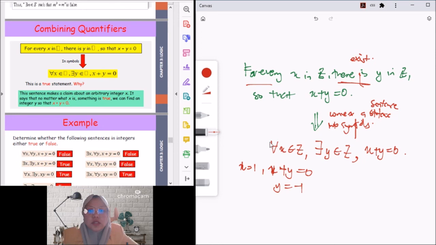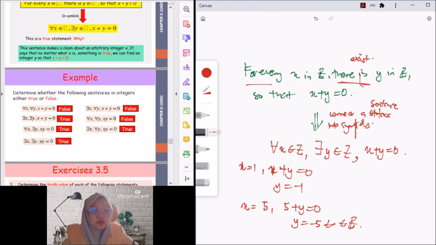So for every element x in Z, we can find a value of y in Z. For example, we have x equal to 5. So 5 plus y equal to 0, so the y value is negative 5. Negative 5 is still in Z. So this is why this statement is true.